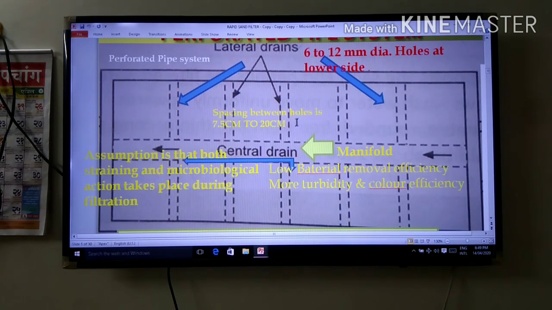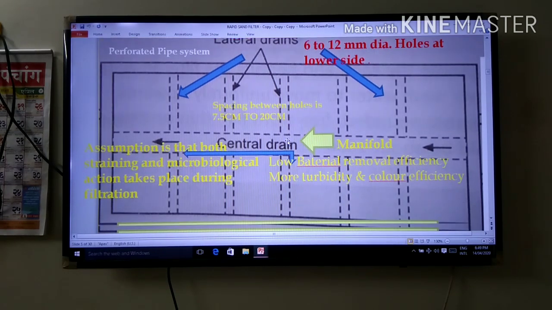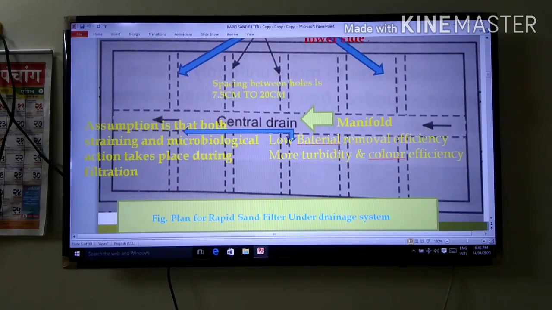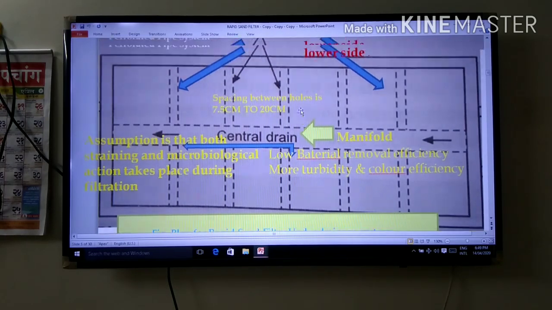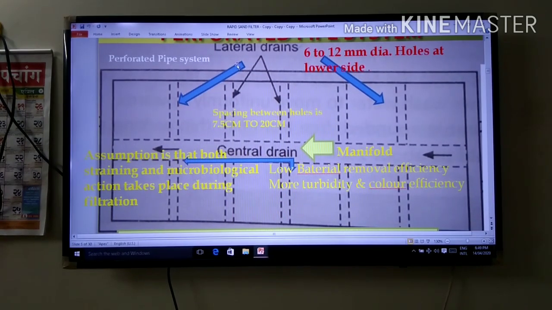The spacing between the two holes is 7.5 centimeter to 20 centimeters. That is, lateral spacing is 7.5 centimeter to 20 centimeter. Okay, this is the plan for rapid sand filter under drainage system, that is perforated pipeline system.